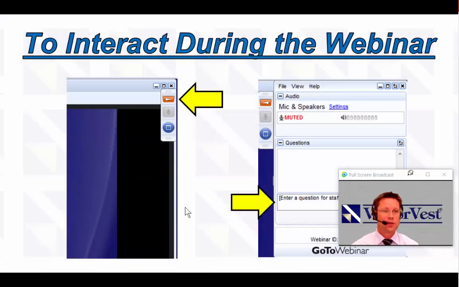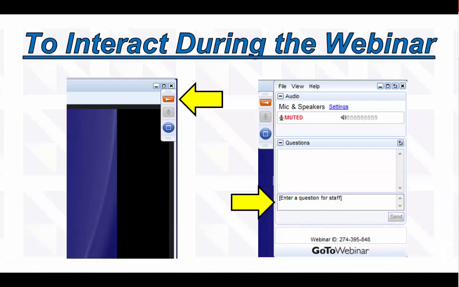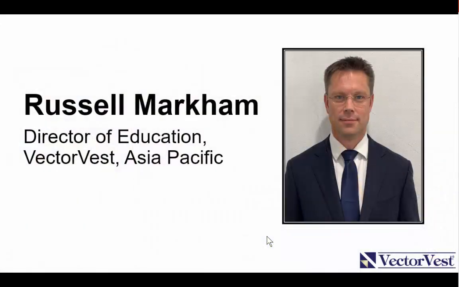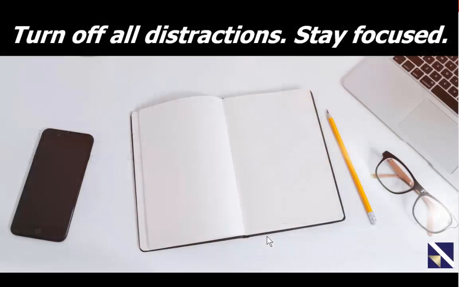The other thing is to interact during the webinar. If it's not open up there already, just click that button. It'll open up for you, and then you can put your question to me. This is very important because this is where I'm going to ask you to let me know of some of your US companies you're thinking of. Don't worry, you don't need to know the ticker code. Just need to know the name of the company or thereabouts, and I'll look it up for you. Turn off all your distractions and stay focused.